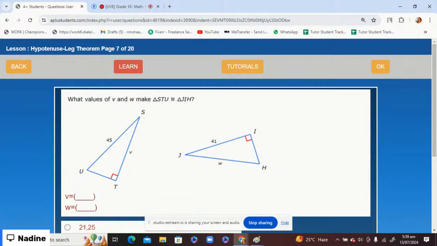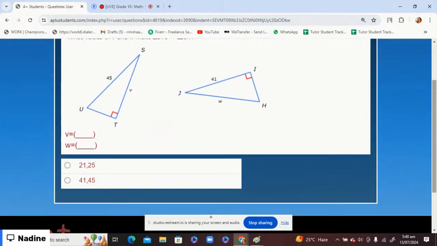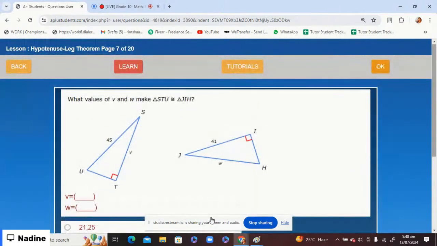What values of u and w make triangle STU congruent to triangle JIH? Check it out now. The length of V is 41 obviously, and the length of W is 45, because you just shift the positions. All right, 41 and 45. Oh, you're not selecting the answer? Yeah, this one.